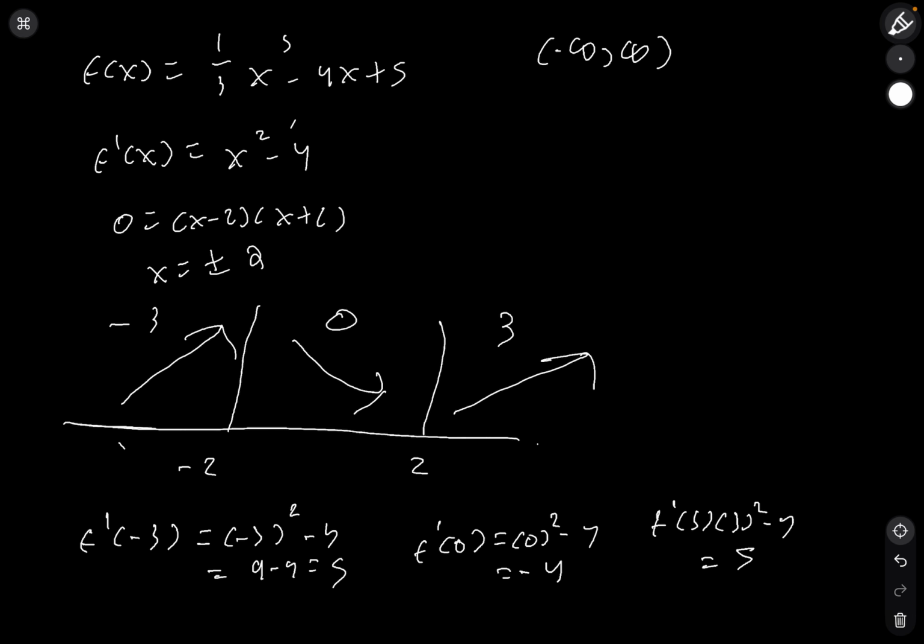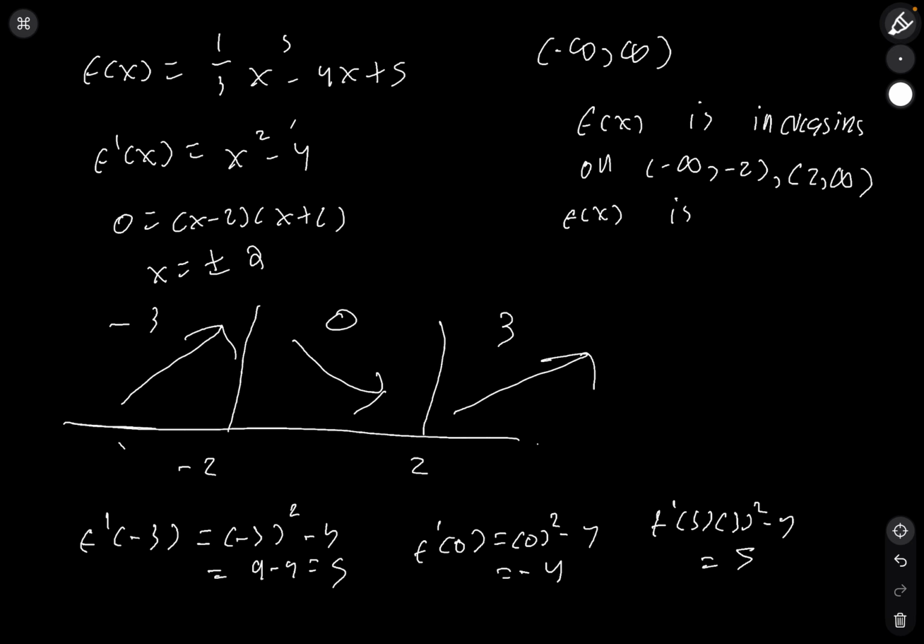So what can we say about these intervals? We can say that f of x is increasing on negative infinity to -2. And then we can use the union symbol in order to symbolize this. But you don't have to do that. You could also just do this, and then it connects it. But we know that the interval at which f of x is increasing is from negative infinity to -2, and from 2 to infinity. And we know that f of x is decreasing on -2 to 2.